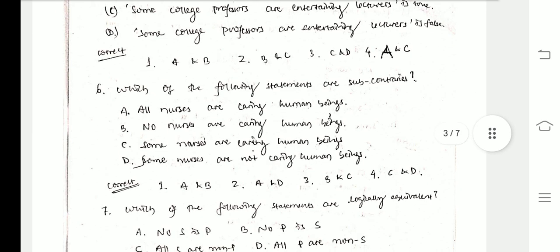Now question number 6. Which of the following statements are sub-contraries? Some contrary and some not. Yes, C and D will be taken. So answer option 4 is the correct answer.